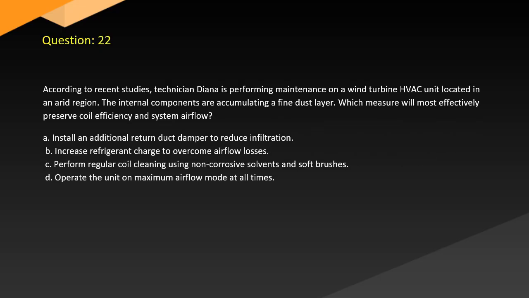Question 22. According to recent studies, technician Diana is performing maintenance on a wind turbine HVAC unit located in an arid region. The internal components are accumulating a fine dust layer. Which measure will most effectively preserve coil efficiency and system airflow? A. Install an additional return duct damper to reduce infiltration. B. Increase refrigerant charge to overcome airflow losses. C. Perform regular core cleaning using non-corrosive solvents and soft brushes. D. Operate the unit on maximum airflow mode at all times.